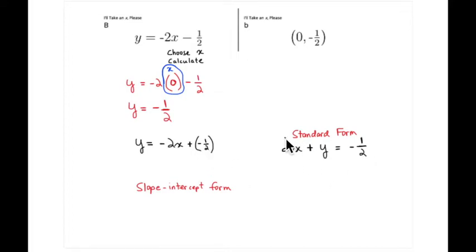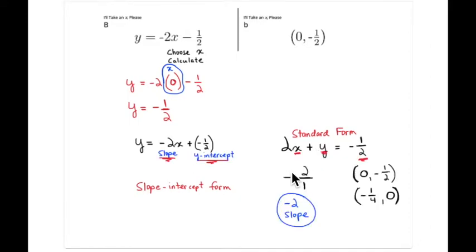Now, why is this -2? Because to get the equation in this form with y equals, you're going to move this 2x over to the other side, so that's going to become a -2x. So you realize that it's the opposite of the ratio of 2 to 1, or -2. All right, this is the slope.